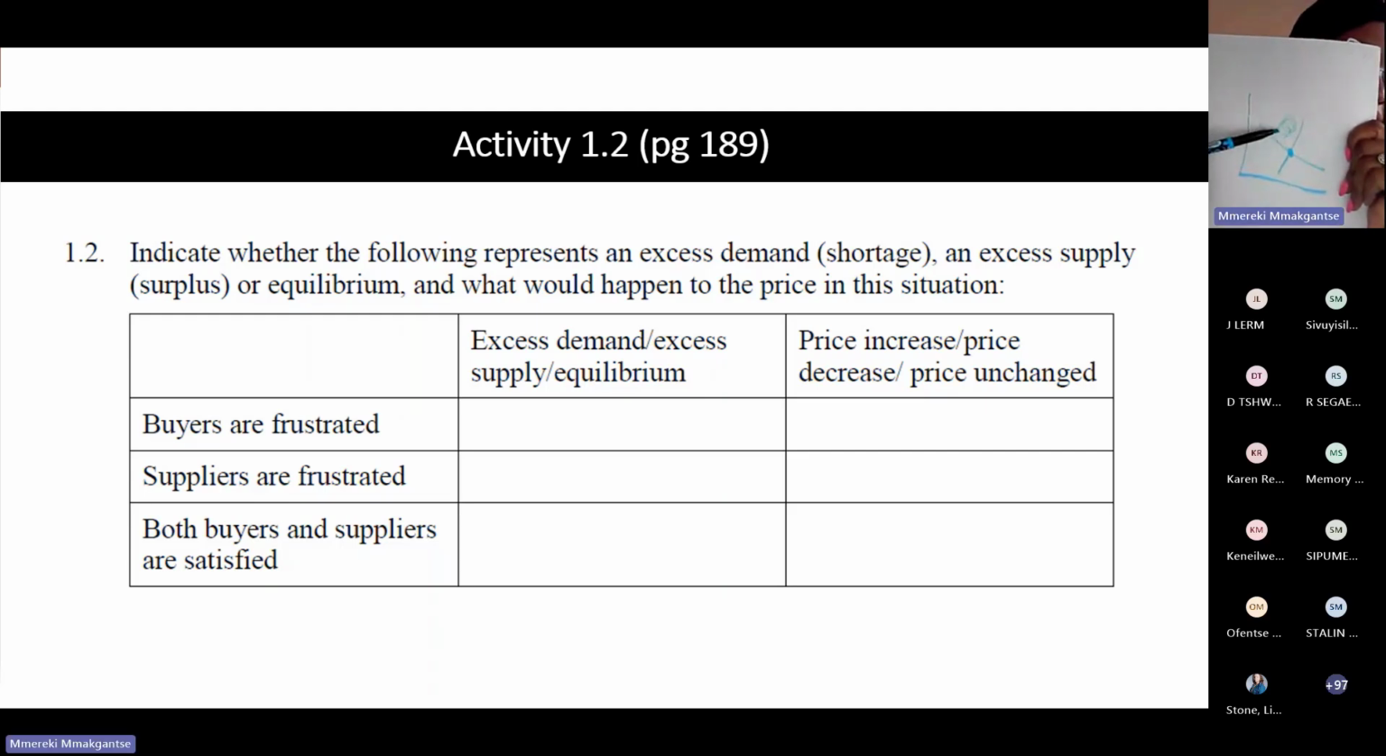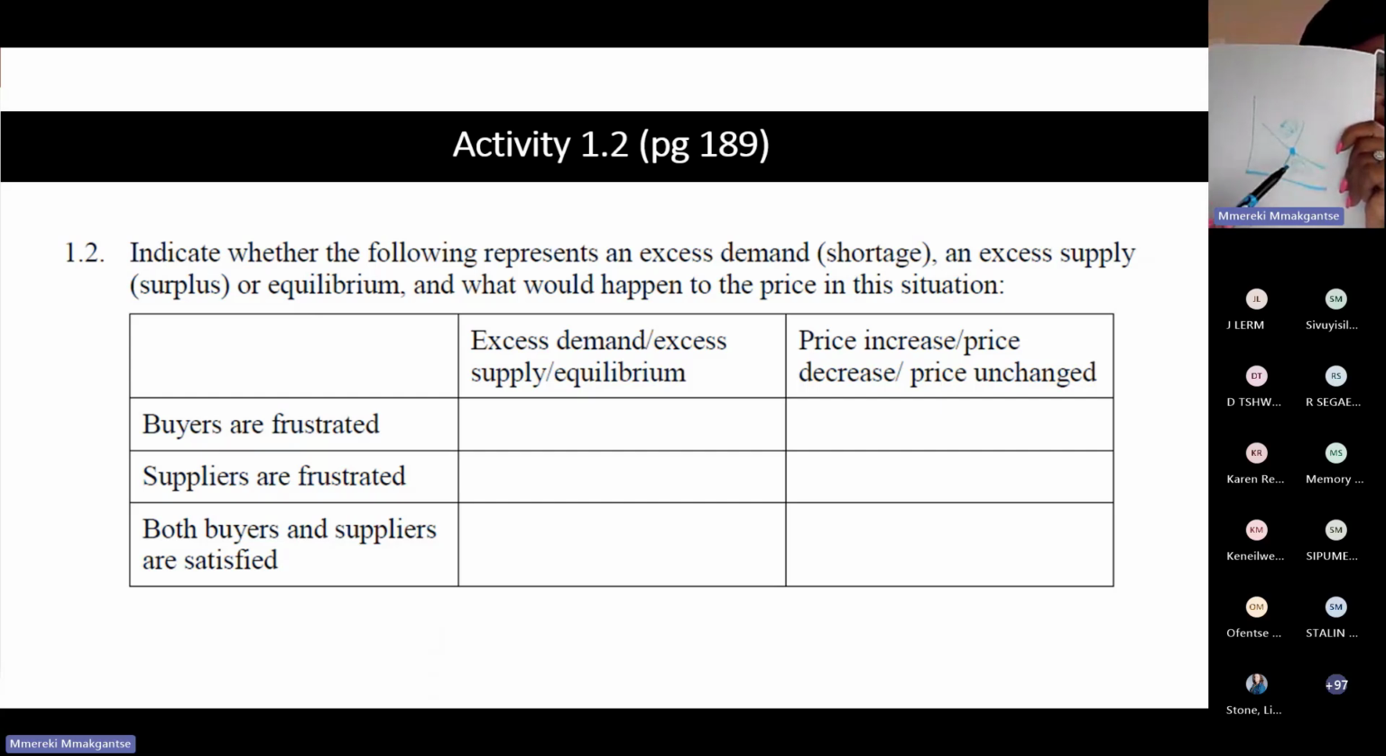Here at this point, it is excess supply. Yes, perfect. If the price is below the equilibrium price, it is excess demand or shortage.